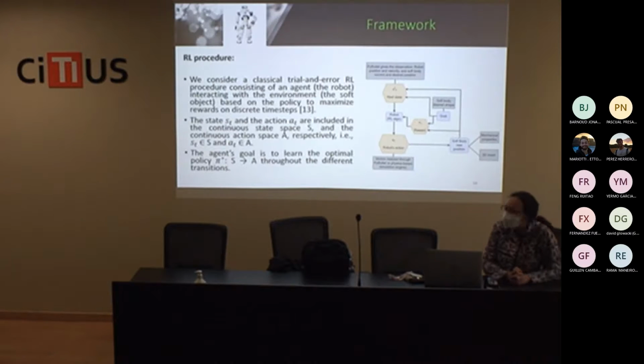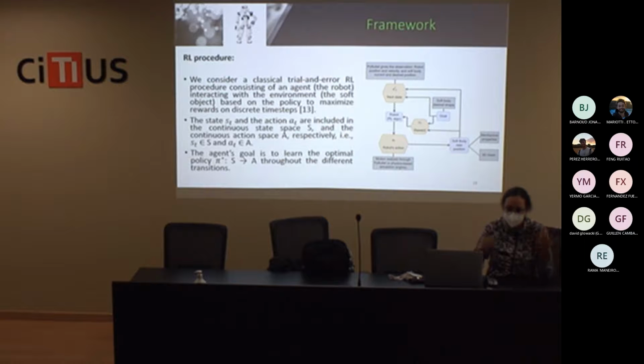For my framework, I use the classical RL procedure within which we have an agent, the robot, which is in a specific state, so the object already has a current position. Then the agent takes an action, which simply means the gripper goes to another XYZ position. And as a reaction to that, the object deforms differently, so we have a new current position.